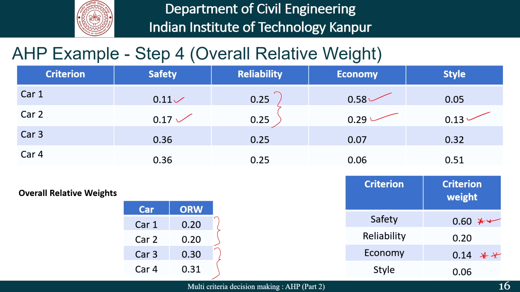However, if they feel that safety is more important for them in comparison to economy, then they can actually go for car 2, because car 2 has a higher safety score. Or if they say economics is more preferred, then they could actually go for car 1. But please note that we are doing this only because both these cars have the same overall relative weight.